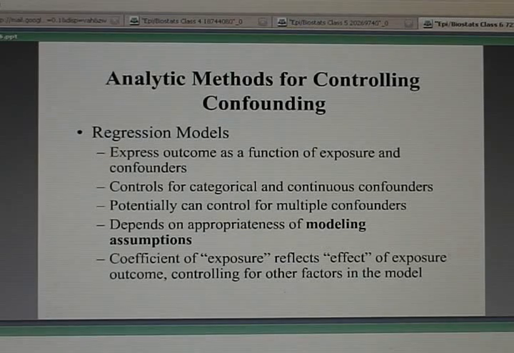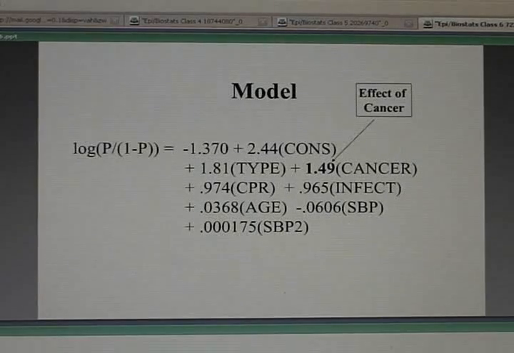When we build models, we make assumptions. Those assumptions allow us to potentially control for many potential confounders in a much more efficient way than what stratification can do. But the analysis depends on the appropriateness of those assumptions. I'll say a little bit about that in the coming weeks. But the bottom line is, when we look at our model, look at the coefficient of our exposure of interest, that number is going to reflect the effect of that exposure on the outcome, controlling for the other factors in the model. So to see that, let's go back to the mortality prediction model.